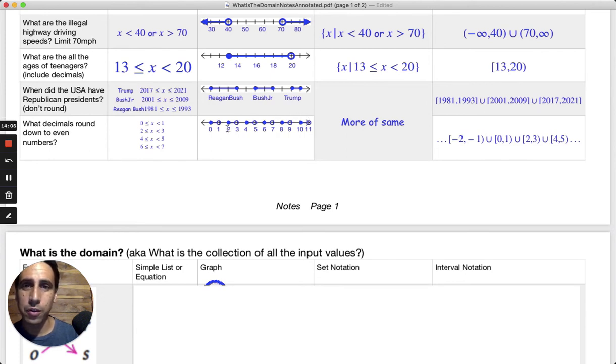You can notice we're including 2 because 2 rounds down to 2. 2.5 rounds down to 2, but 3 does not round down to an even number. It stays at 3. 2.999999999 rounds down to 2. So we want to get as close as you want to 3 without actually getting to 3 to shade this interval.